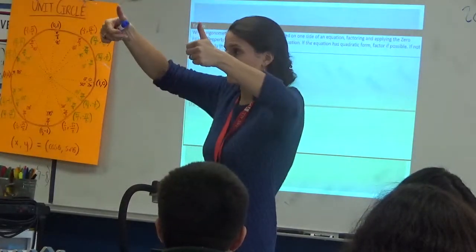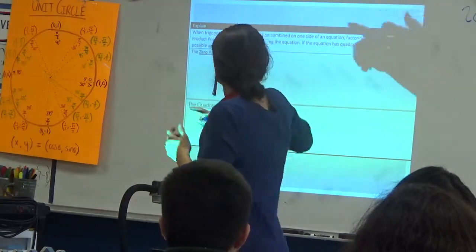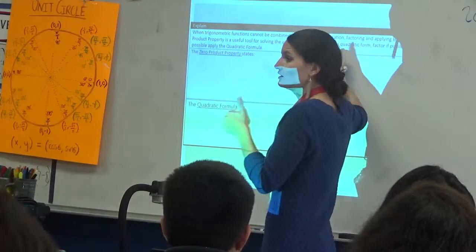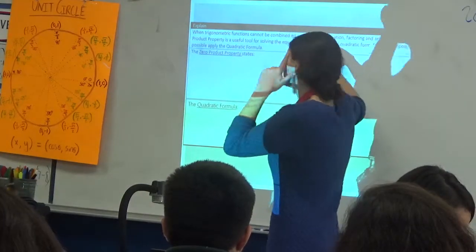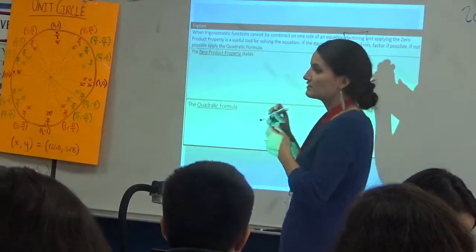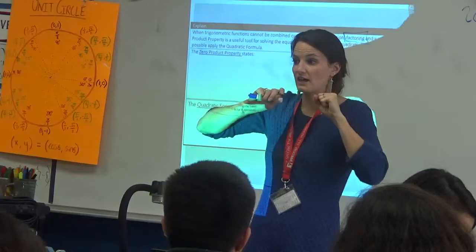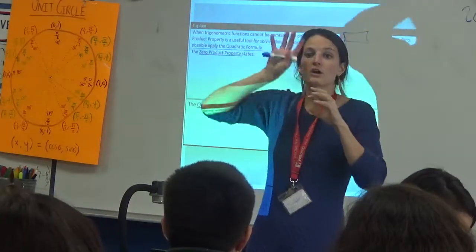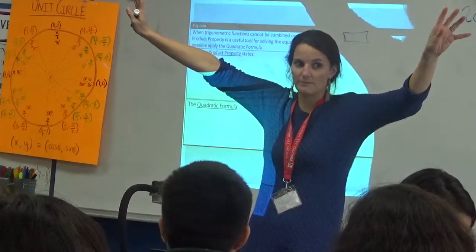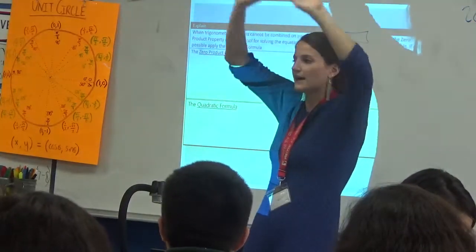Yesterday we felt really good. It was a short day. We cruised through our practice, right? Okay. If trigonometric functions cannot be combined on one side of an equation, then our brain needs to go somewhere else. First, we want to see if we can factor and apply the zero product property. That's what we just did. We said let's factor it, so we can say if this times this is 0, then either this is 0 or this is 0. We broke it into two pieces, right?